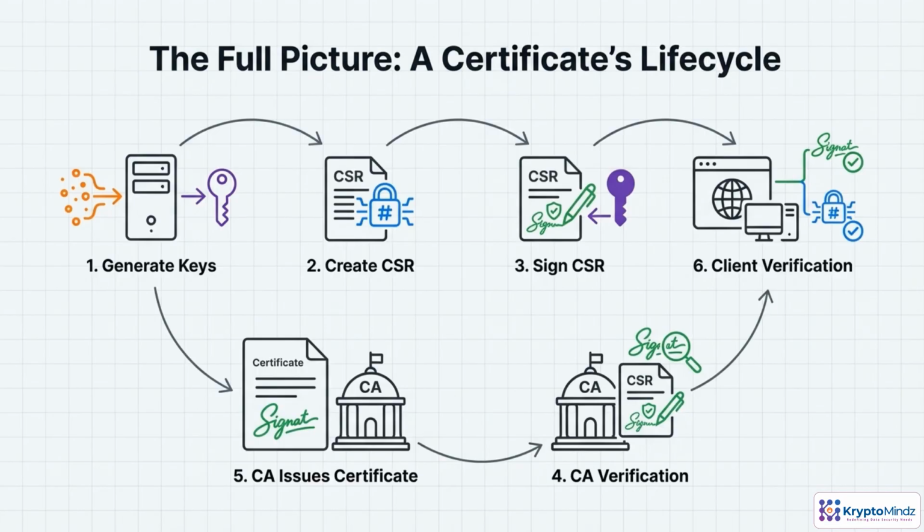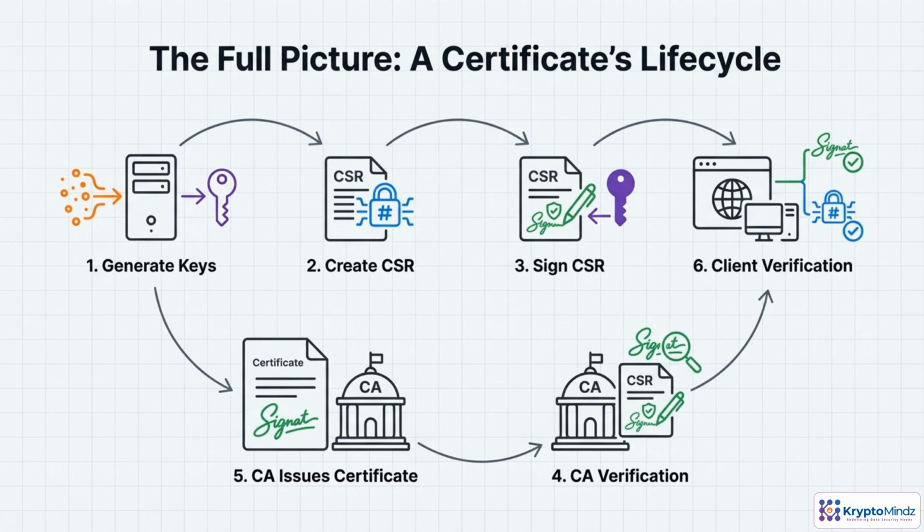Fourth, the CA verifies your identity. They check documents, verify your ownership of domain names, whatever is appropriate. Fifth, the CA creates a certificate document. This document contains your name, your public key, when it expires, and other information. Sixth, the CA hashes the certificate. This creates a unique fingerprint.